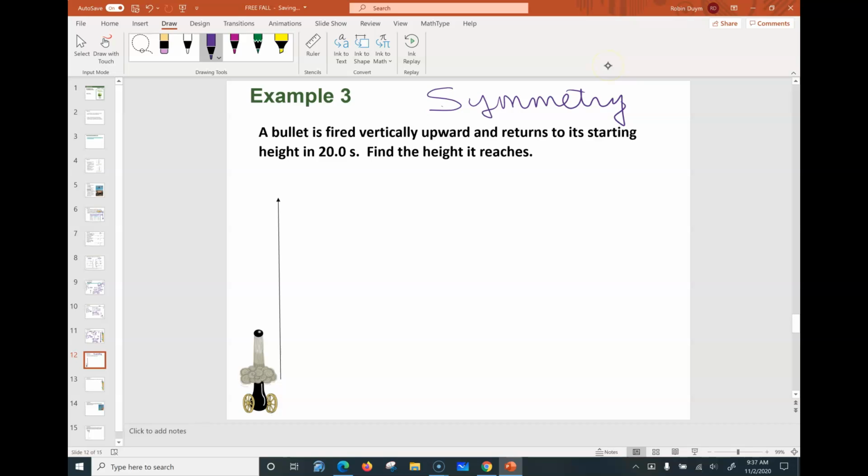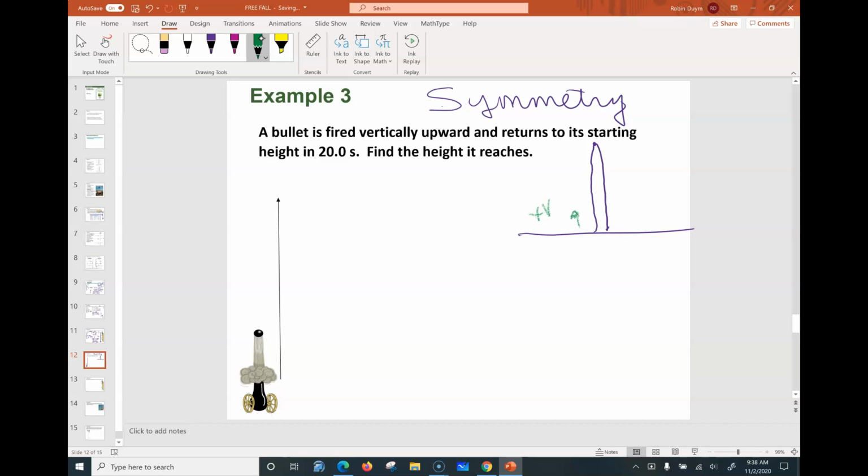Free fall problems are really neat. They're very, very symmetrical. So it's moving upward, it gets to its maximum height, its velocity is 0, and then it returns here, right? If it returns right to where it started, there's a whole lot of symmetry going on. Let's look at it. My initial velocity is a positive v, yes?